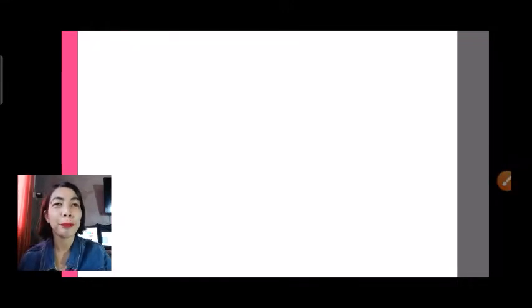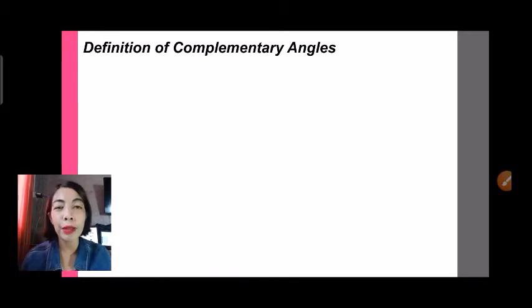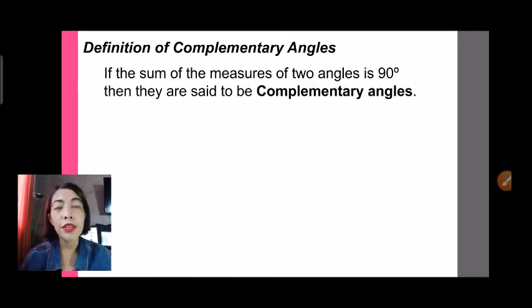Another definition is the definition of complementary angles. If the sum of measures of two angles is 90 degrees, then they are said to be complementary. So, yung mga una nating definition is based on the construction or yung characteristic nila. Ito naman based on the measurement. If the sum of the measure of two angles is 90 degrees, then they are said to be complementary angles. As you observe, lahat ng ating binibigay na definition is more on angle pairs. And yun ay isa sa mga naging topic ninyo nung kayo ay grade 7, angle pairs.